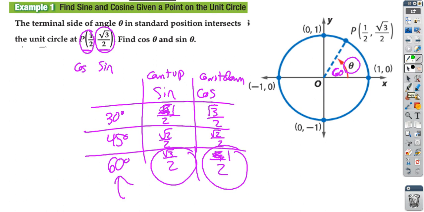The other thing I want to mention, because people sometimes get confused or forget: how do you tell the difference? It's kind of like alphabetical order. Cosine comes before sine. Cosine is the x, and in the alphabet x comes before y. So cosine is x, cosine comes before sine, x comes before y. That's a nice way to remember.